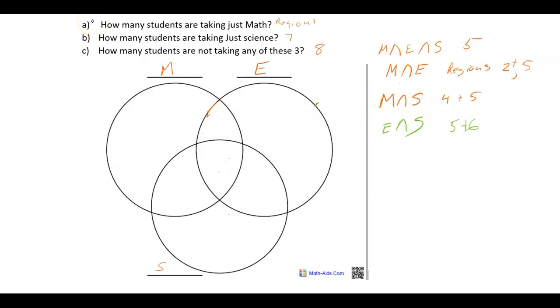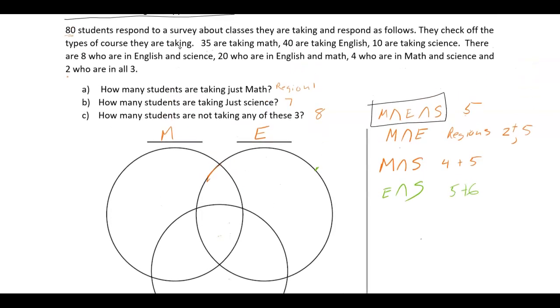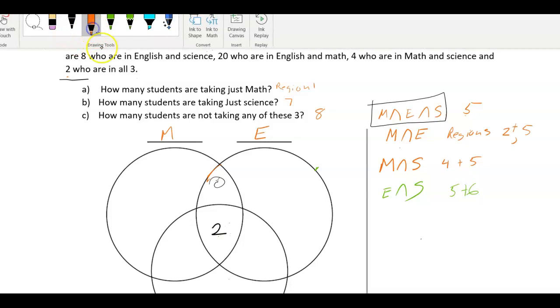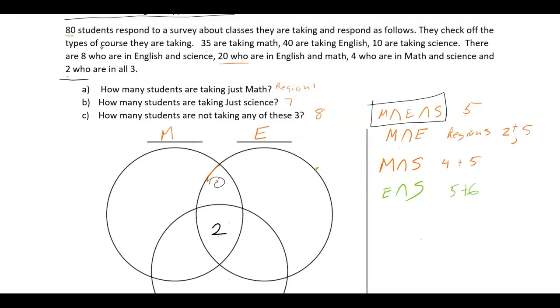Well, I'm going to start with finding the number of students who were in this intersection of all three, and then I can back my way out to the rest of it. So there are 2 students in all three. There's my 2. Then the 2 plus however many I put here will be the number that are in math and English. 20 are in math and English. So I need this section plus this section to add up to 20. So that gives me an 18 there.